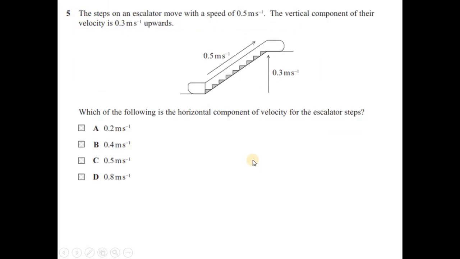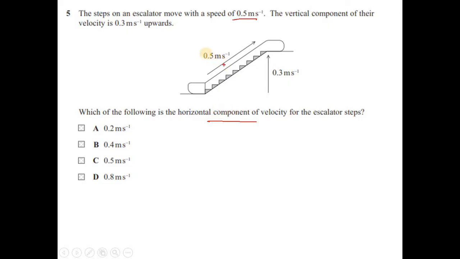Question number 5. The steps on an escalator move with a speed of 0.5 in the given direction. The vertical component of their velocity is 0.3 meter per second upwards for the same stairs. Which of the following is the horizontal component? Quite an easy and simple question.